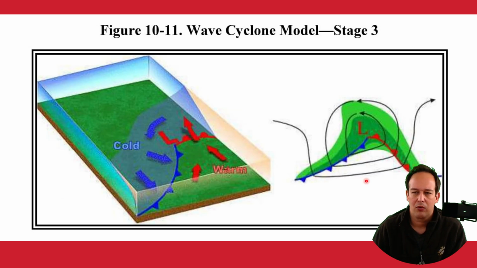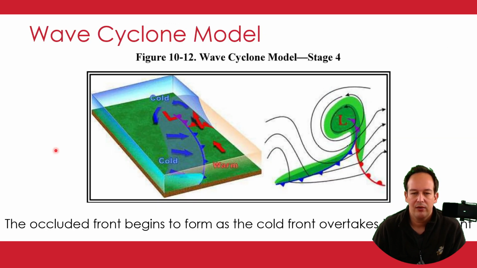And so as it's progressing, you can see that kink starting to form right about here where that cold front is catching up to that slower moving warm front. And so the occluded front begins to form as the cold front overtakes the warm front. So here we have that cold front and it's overtaking that warm front.